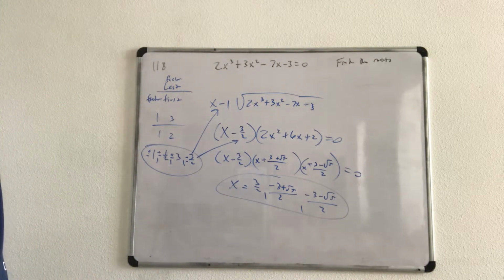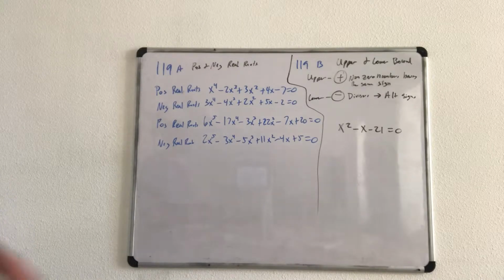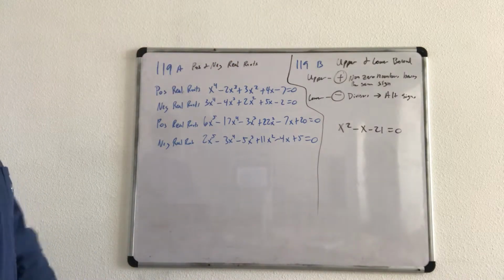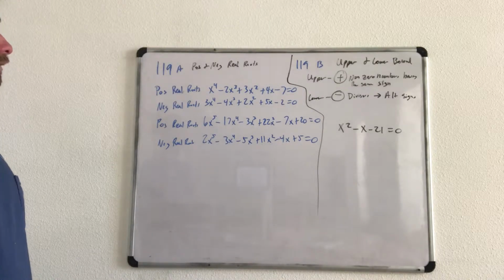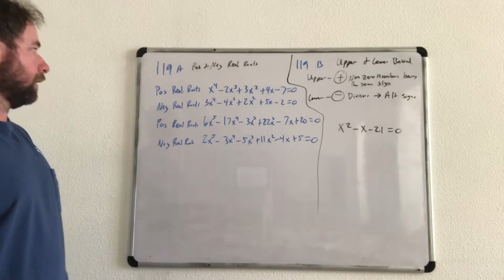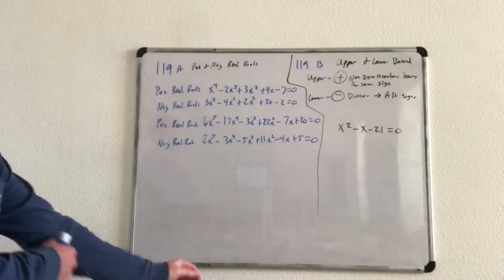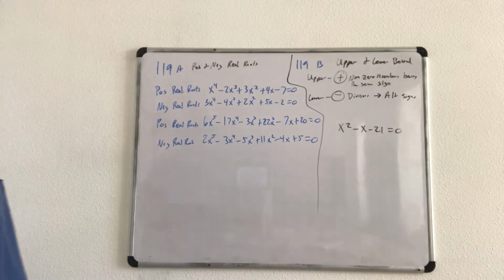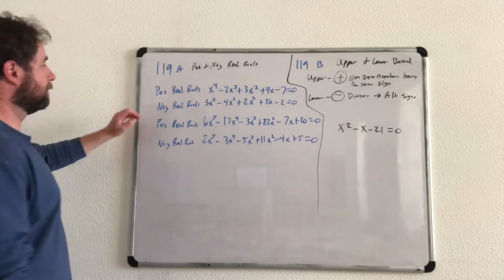That's it for lesson 118. Looking at lesson 119, it has a part A and a part B. In part A, we're looking at positive and negative real roots. And you're just going to identify how many positive or negative real roots that they have.